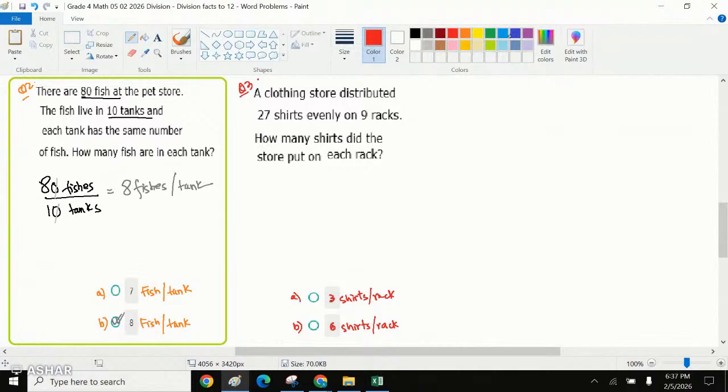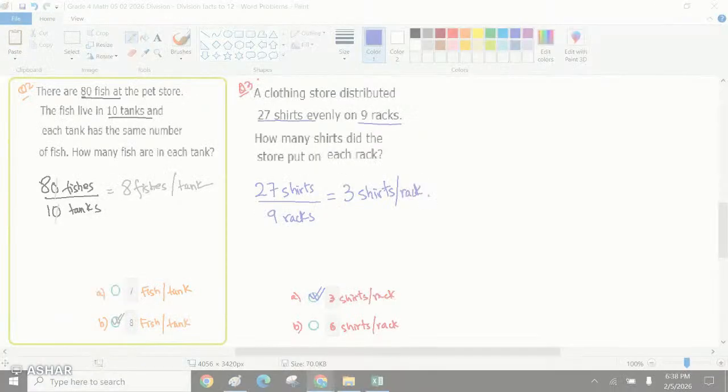Thank you, May. There were 72 shirts stacked on 9 racks. That means, yes, thank you, May. 3 shirts, your answer is correct, option A, shirts per rack. Yes, May, option A is perfectly correct. Let's try another.